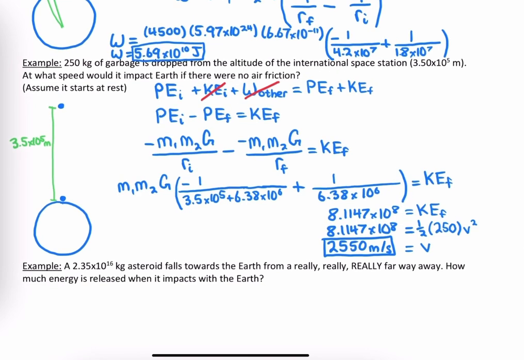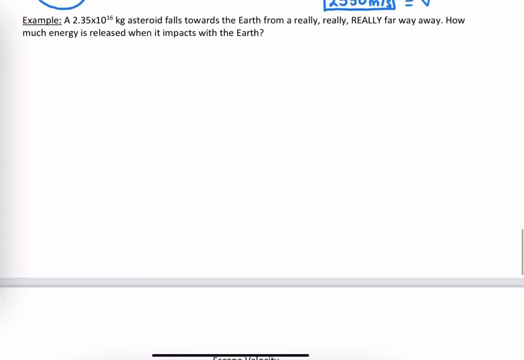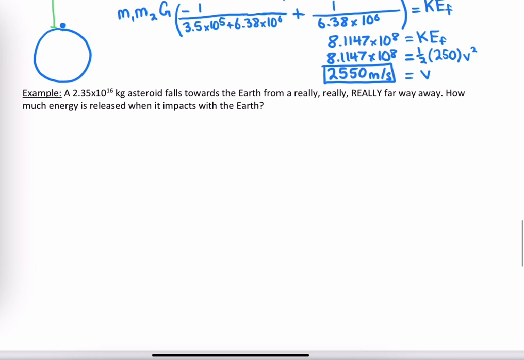All right, so let's do one final example with the law of conservation of energy and our new formula for gravitational potential energy. And I picked this example because it has a scenario that's just a little different from the two we've looked at so far. So, an asteroid falls towards Earth from really, really, really far away. I've used 3 reallys here, so something's probably up. How much energy is released when it impacts with the Earth?